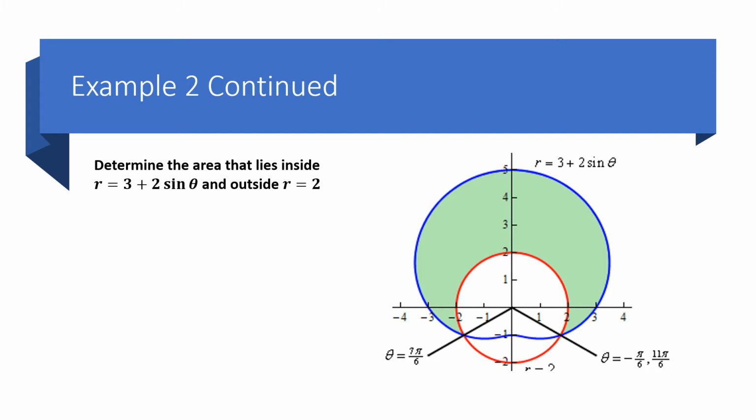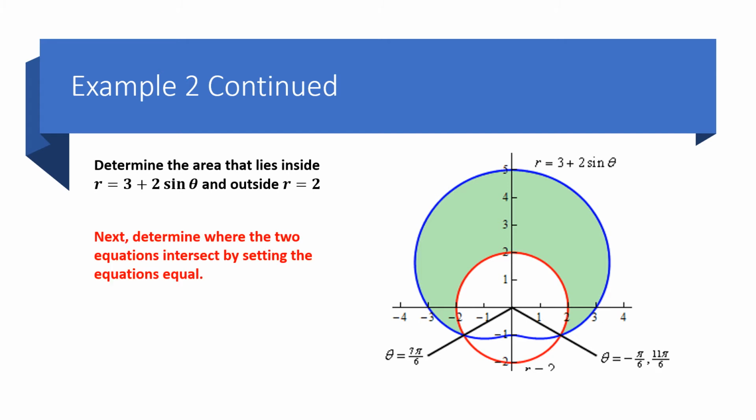All right, so now to determine the area, the first thing I need to notice is that I need to figure out where these things intersect, so I can figure out what I'm calculating the area from and to. And to do that, you can simply set the two equations equal to each other, and you get sine theta equals negative 1/2, or theta equals 7 pi over 6, 11 pi over 6.